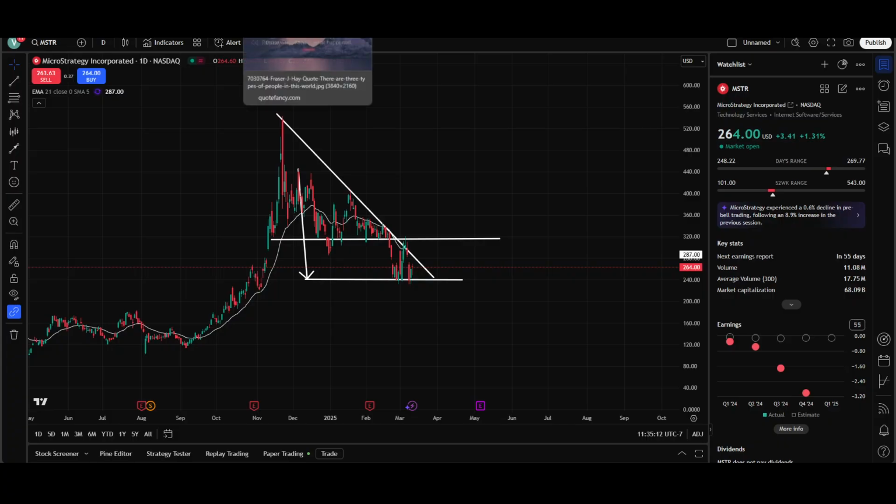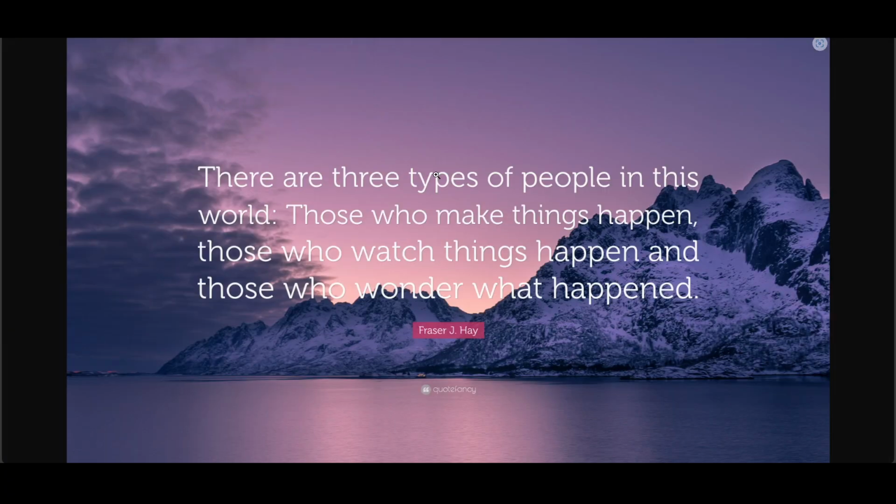I like this quote right here. There are three types of people in this world: those who make things happen, those who watch things happen, and those who wonder what happened. You want to be the person who makes things happen, right? You definitely don't want to be the person who wonders what happened. You know how people say, "Oh, what's Bitcoin?"